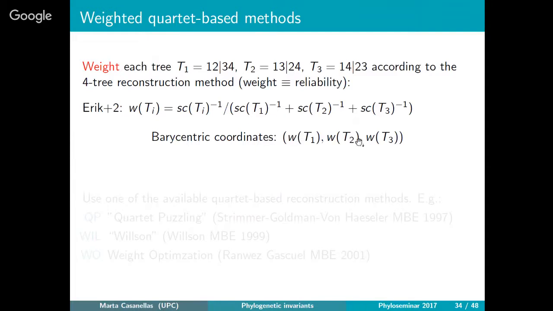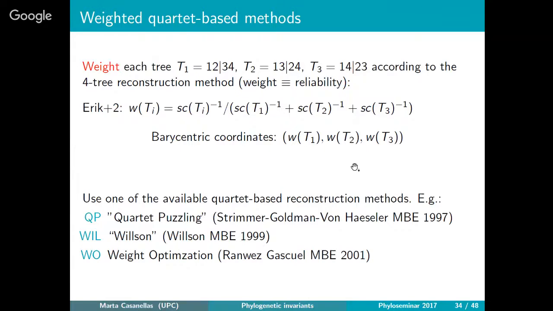If the weights were 1, 0, 0, this would mean that our tree topology is T1, and so on. If we have weights closer to 1/3, 1/3, 1/3, it means that the tree topologies are almost indistinguishable. The idea, in unpublished work, is to use this in quartet puzzling, in the Wilson method, and in weight optimization.